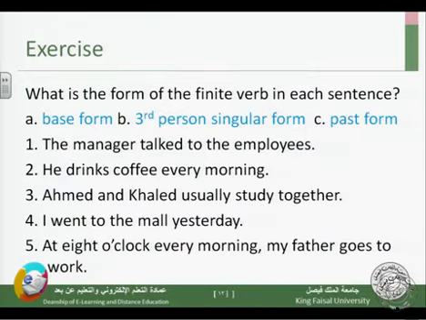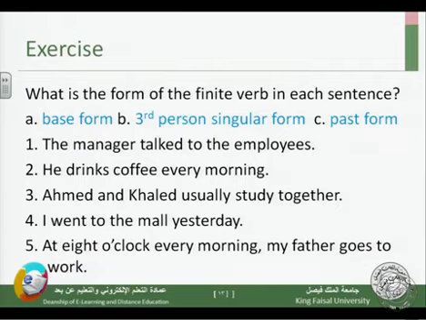We will do a small exercise here. What is the form of the finite verb in each sentence? So you either choose A if it is a base form, B if it is a third person singular form, or C if it is a past form. So look at each sentence and see the verb and choose which form it takes in these sentences.